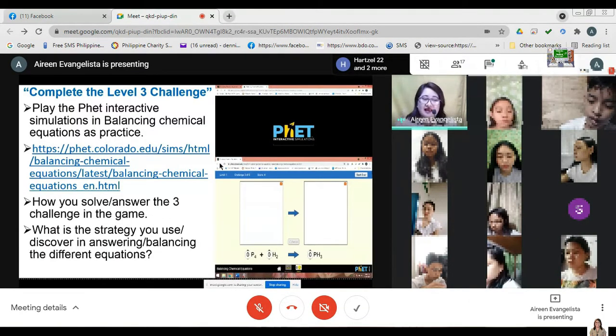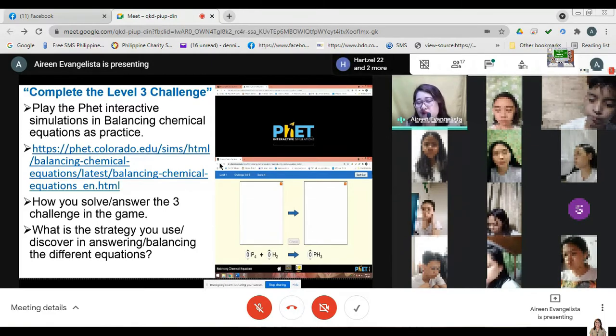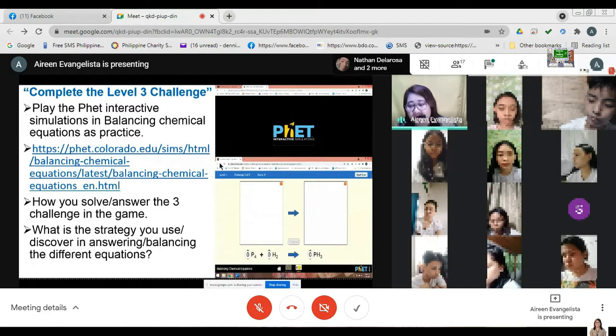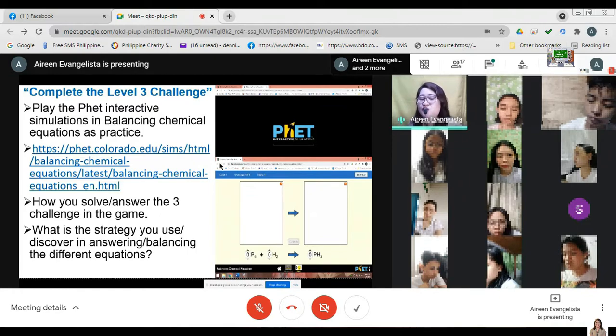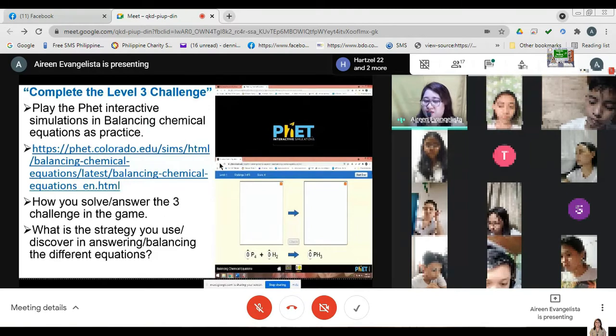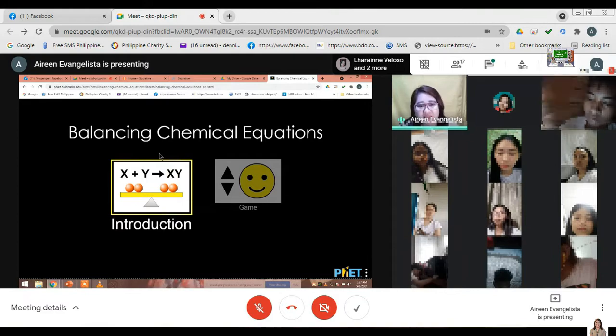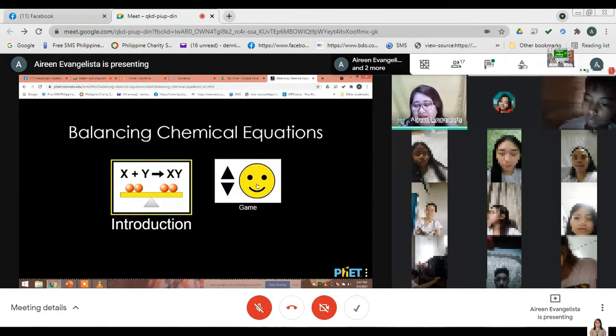Okay, for the last task, you have to complete the level 3 challenge in PhET interactive simulation in balancing chemical equation as a practice. I will put this one in our chat box. You have to solve and answer the 3 challenge game. And you have to answer me later on how you solve and answer the 3 challenges in that game. And what is the strategy you use or discover in answering or balancing the different equations, okay? Okay, this is the PhET interactive simulation game, balancing chemical equation. Click the game.